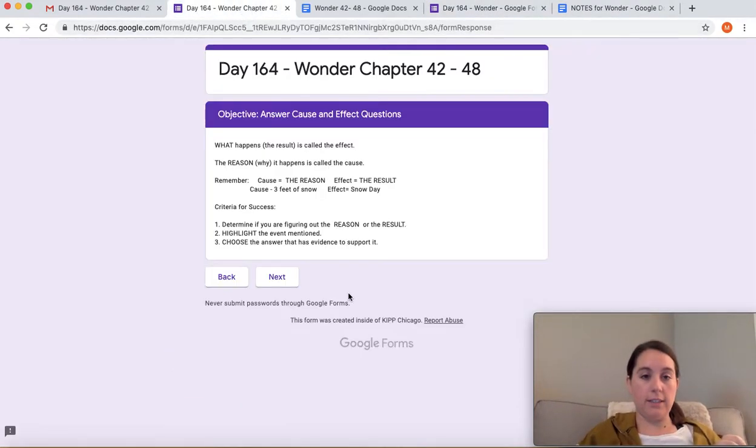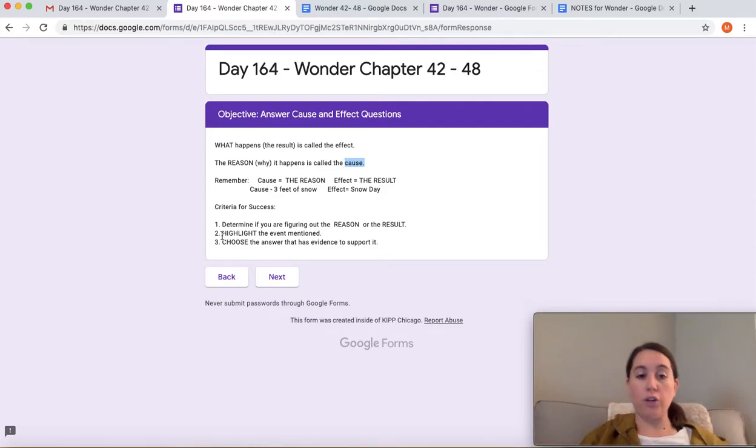So, with that being said, today we're going to be working on cause and effect questions. So, remember the cause is the reason why it happens, and the result is called the effect. So the cause will always happen first, and then the effect is the result of that. For instance, if we got 3 feet of snow, that's the cause, that's what happened. The effect would then be that we would have a snow day. Another cause and effect relationship is you study for your test, that's the cause, that's what you did. The result of that is that you get a good score on your assignment or on your test.